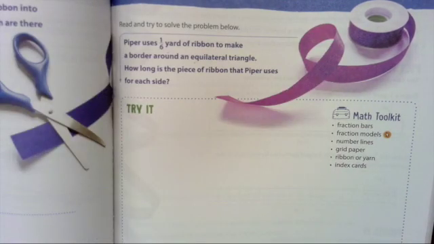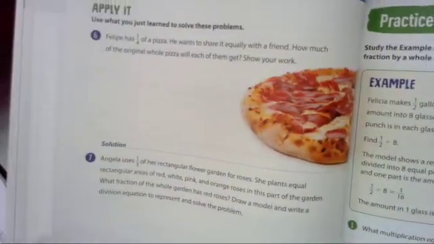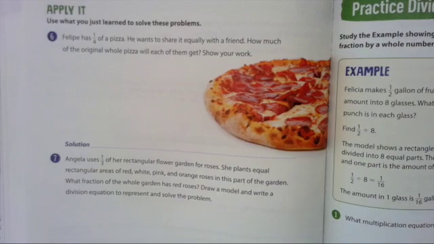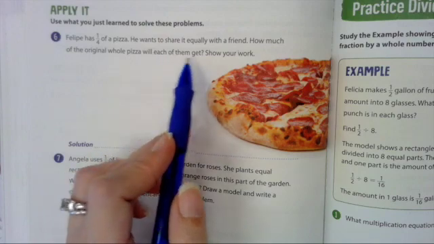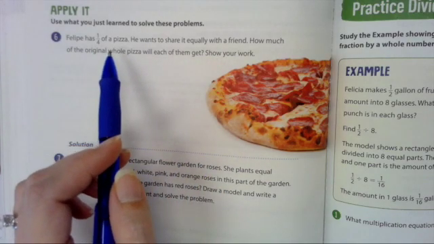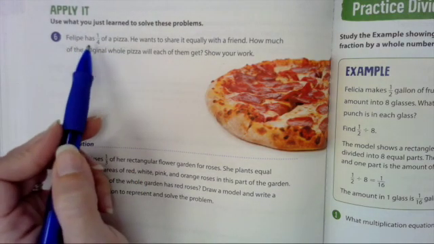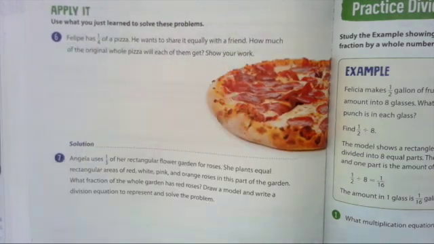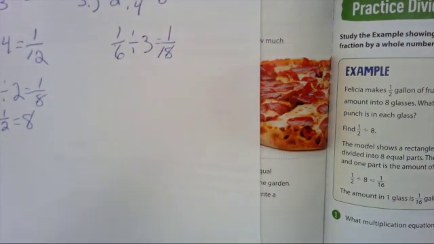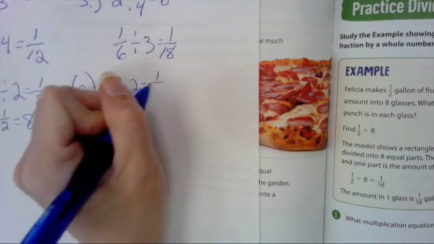The next page that we are going to do is 478. Felipe has 1/4 of a pizza. He wants to share it equally with a friend. How much of the original whole pizza will each of them get? What are we cutting? Are we cutting friends or pizza? Hopefully you're cutting pizza. So you're going to take the 1/4 and you're going to divide it by 2 since they're sharing it with a friend. Felipe and one friend are sharing the pizza. So number 6 is 1/4 divided by 2, which is 1/8.